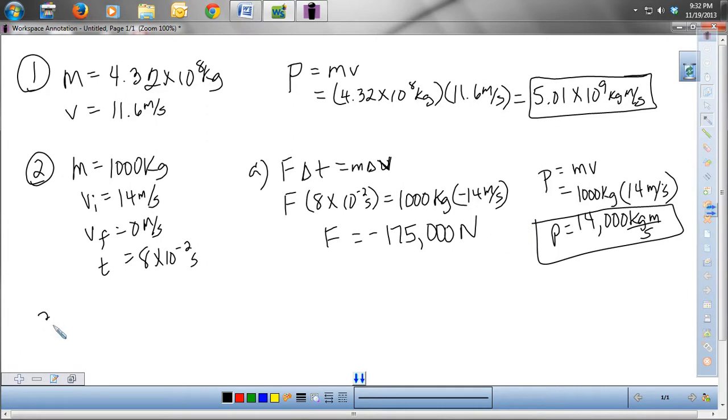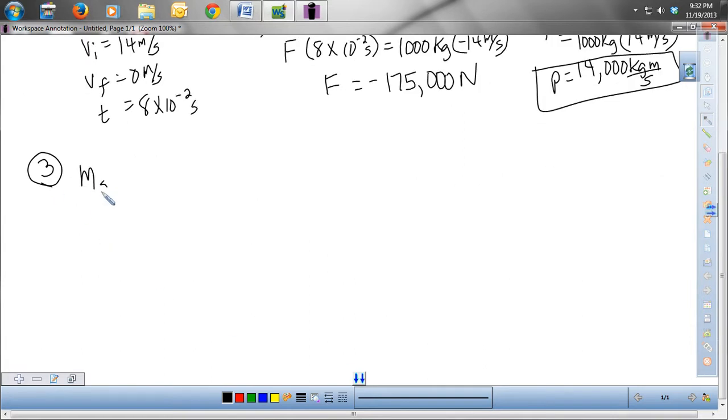Okay, number 3. Number 3 says that Shelley has a mass of 80 kilograms, and she applies the brakes to her car. She's initially going at 30 meters per second, but then she goes to 0. So VI is 30 meters per second. VF is 0 meters per second.